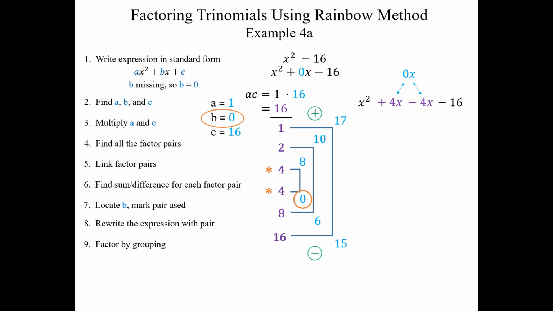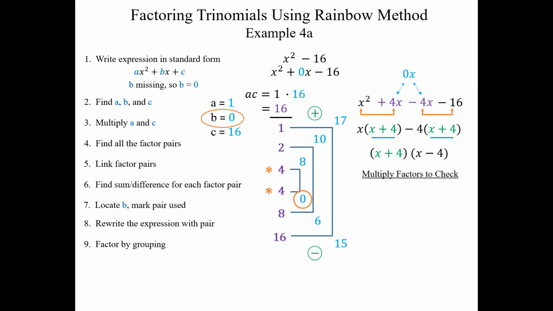Now we need to factor by grouping. So we have a first group and second group. From the first group, x squared plus 4x, we can factor an x, leaving us x plus 4. From the second group, we can factor a negative 4, which will leave us an x plus 4. Now we check inside the parentheses, and both these expressions are identical, so we can continue. And we'll factor out the x plus 4, and that will leave us an x minus 4.